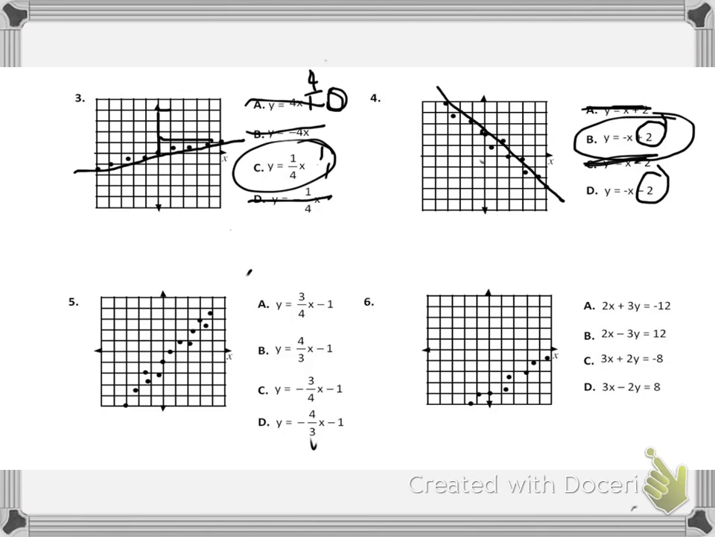Okay, number 5. Draw you a line of best fit. I'm going to give you just a second to see if you can figure it out. If you want to, you can pause it. Remember you need to look at what direction the line is going, and then see if the y-intercepts are the same or different, and then look at the slope.